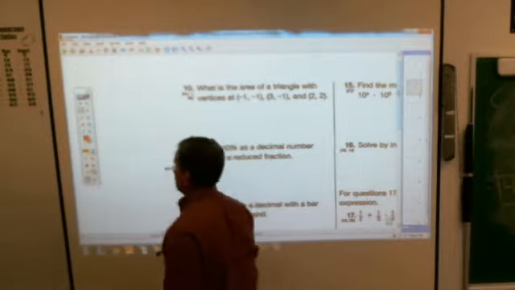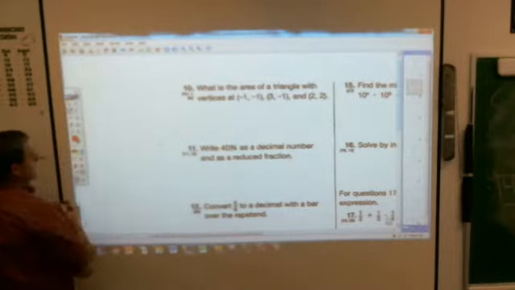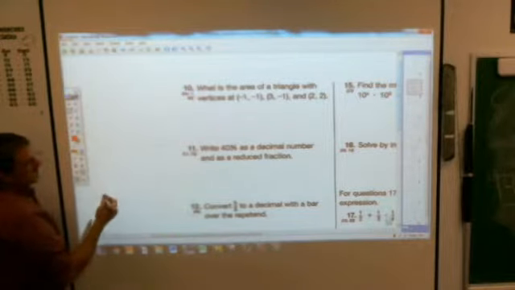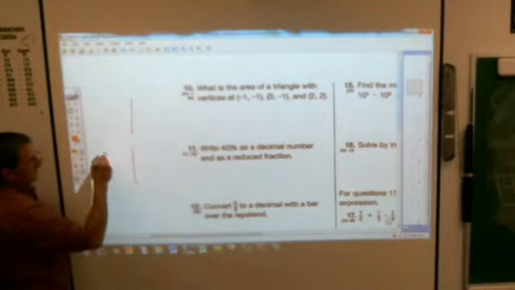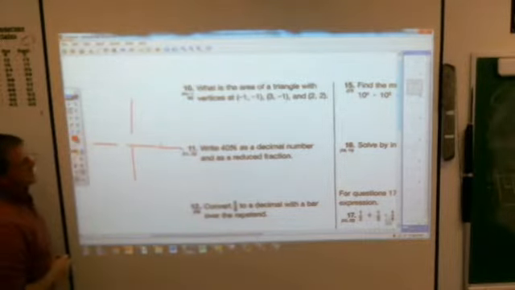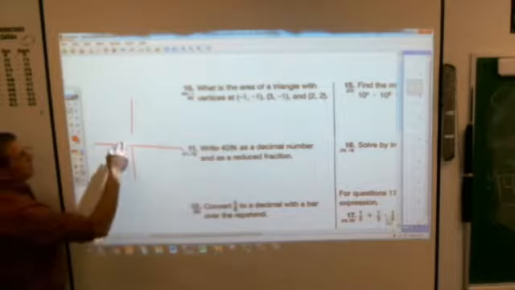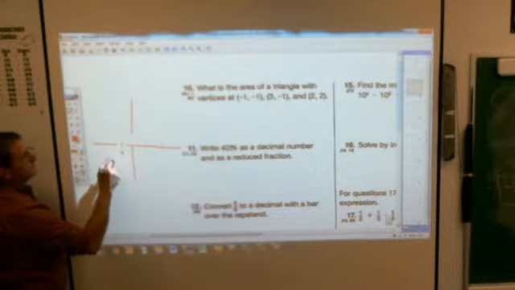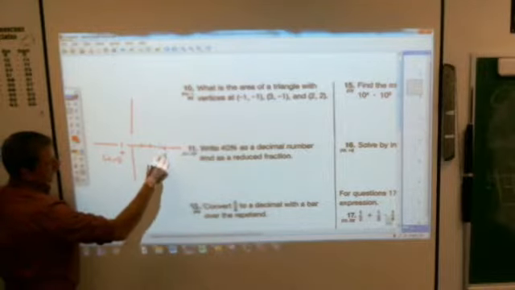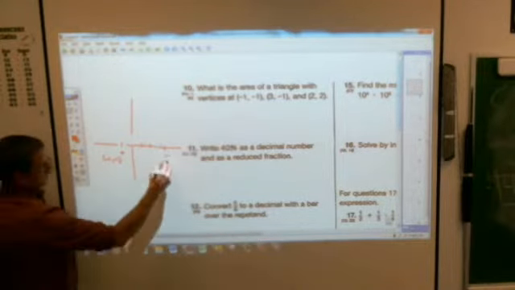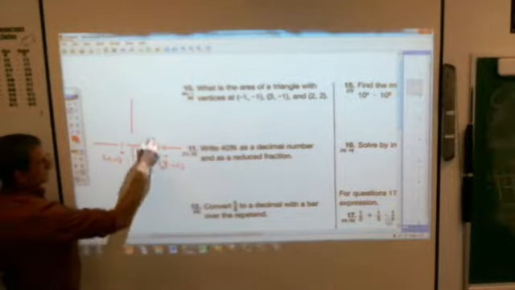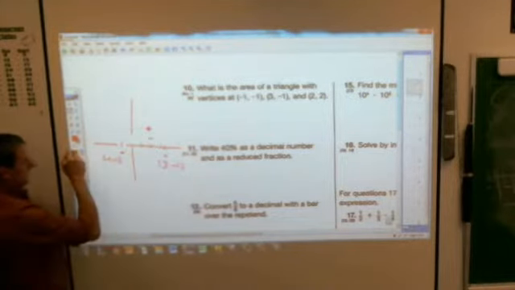And again, ladies and gentlemen, do yourself a humongous favor. If you want to use a grid system for this, I will do it over here. The vertices of this triangle are -1, -1. Here's -1, -1. Then 3, -1. And 2, 2. So my triangle is this.